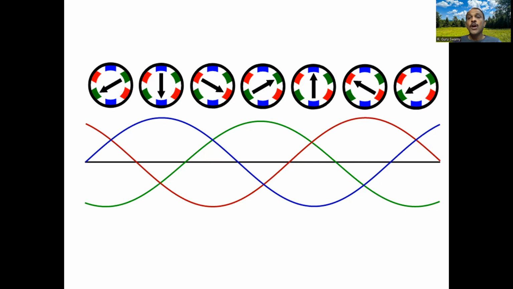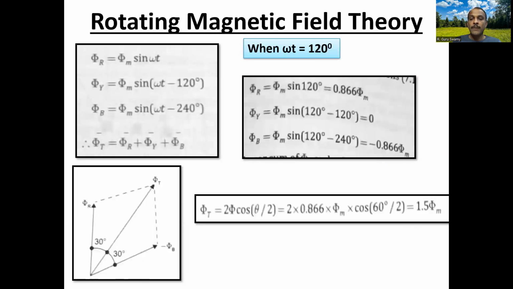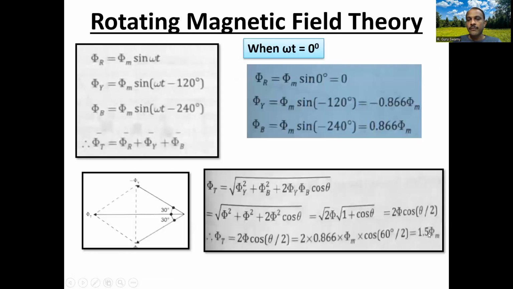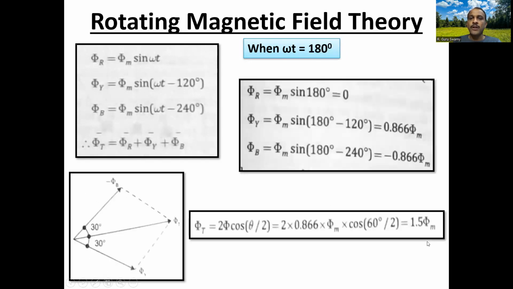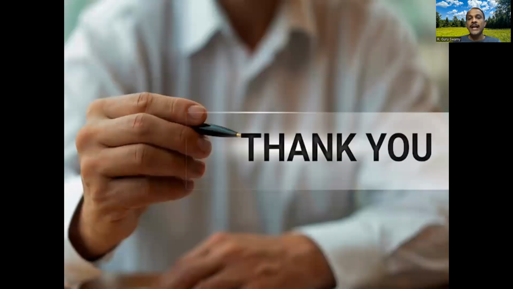So that's all about rotating magnetic field theory. The magnetic field is rotating with a speed, and that speed is called the synchronous speed, given by ns. The magnetic field keeps on rotating very fast. You can see here 1.5 times phi m at 180 degrees, 1.5 times phi m at 120 degrees, 1.5 times phi m at 60 degrees, and at 0 degrees also it is 1.5 times phi m. So it is constant, but it is rotating with a speed. That speed is called the synchronous speed.